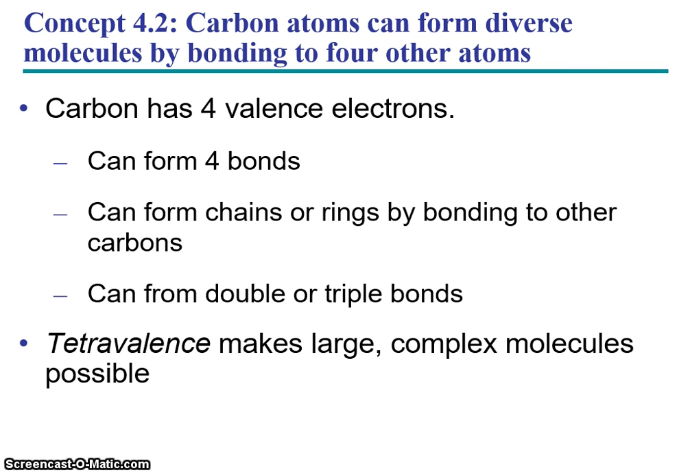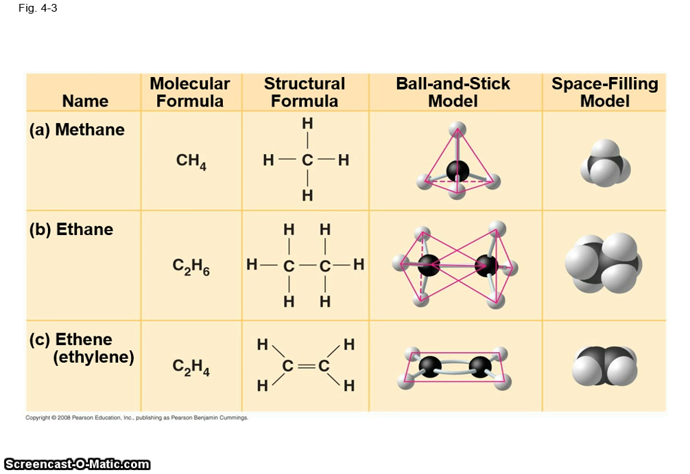Here are some examples of some small molecules of carbon. Methane, made of 1 carbon. Ethane, made of 2 carbons. Ethene is also made of 2 carbons, but notice there's a double bond here that makes it different than ethane. So there's more hydrogen around these carbons than there are around these carbons, because this one has a double bond and this one does not.